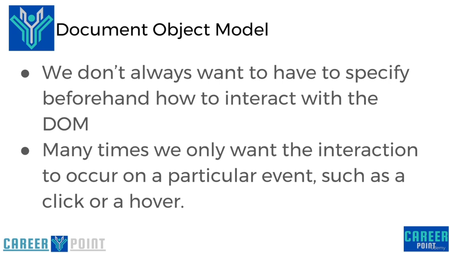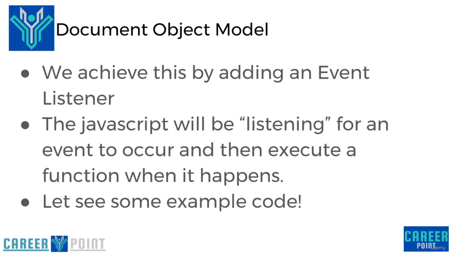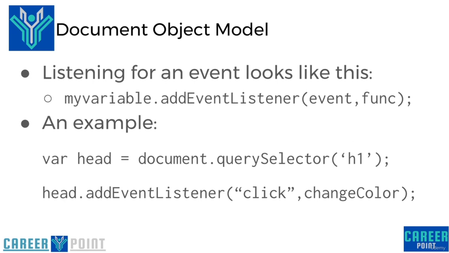Many times, we only want the interaction to occur on a particular event, such as a click or a hover, and that's what you've been used to when you visit real websites. What we want to do is achieve this sort of effect by adding what's known as an event listener. The JavaScript will be listening for an event to occur and then execute a function when it happens. Let me show you some example code so you can get a better idea of what I mean by this.